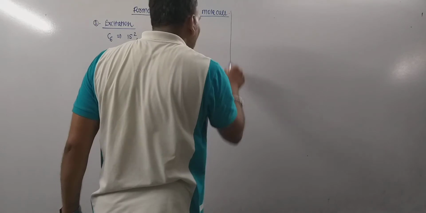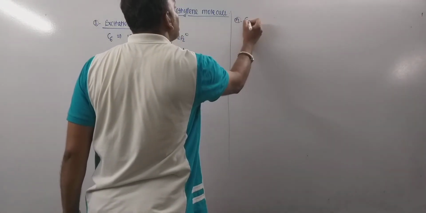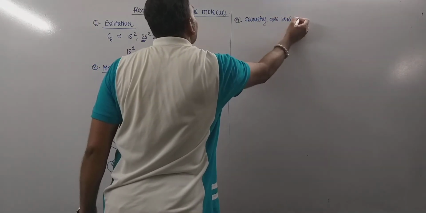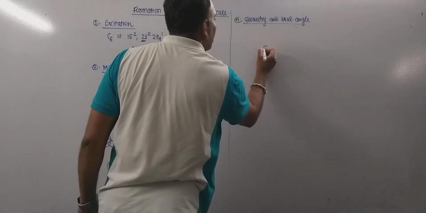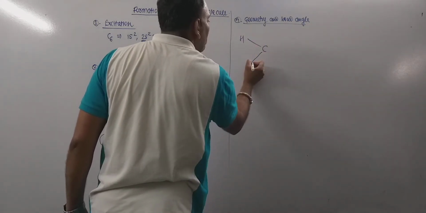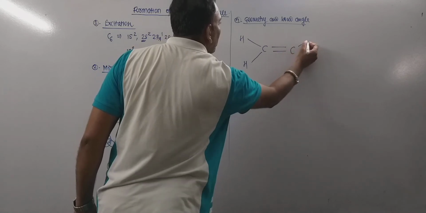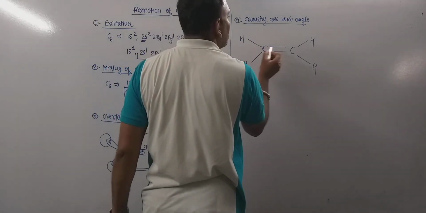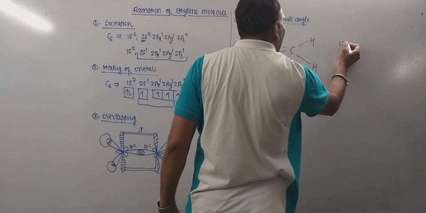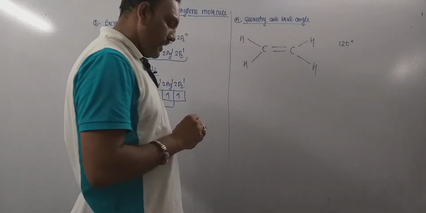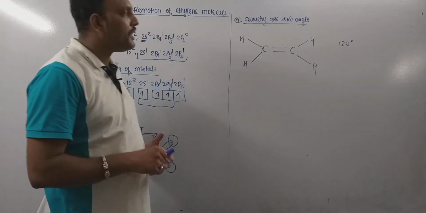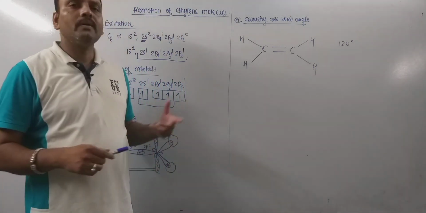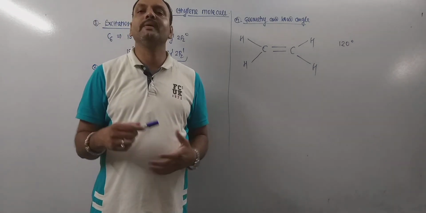Now as far as geometry and bond angle are concerned, remember, the ethylene molecule seems to be like this. This is the molecule of ethylene which can be drawn. Now the HCH bond angle or HCC bond angle is found to be 120 degree, and the geometry of ethylene molecule is trigonal planar. So in this way ethylene molecule is formed as a result of sp2 hybridization.